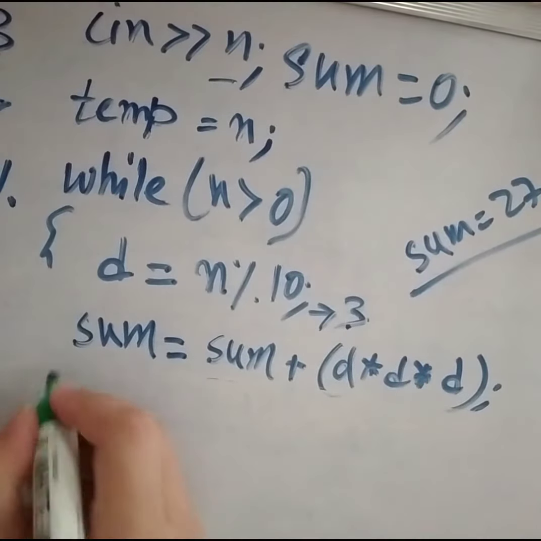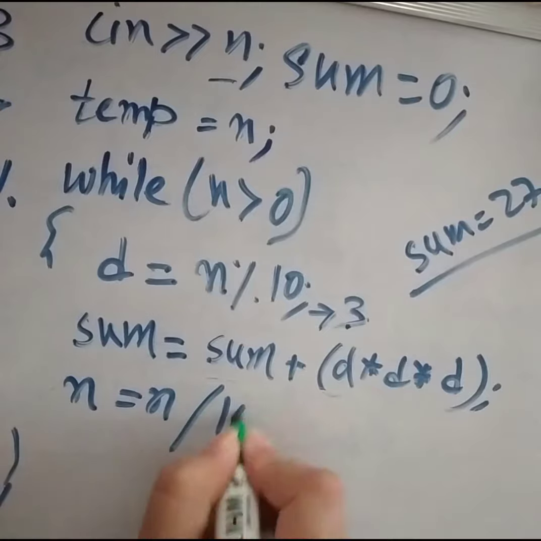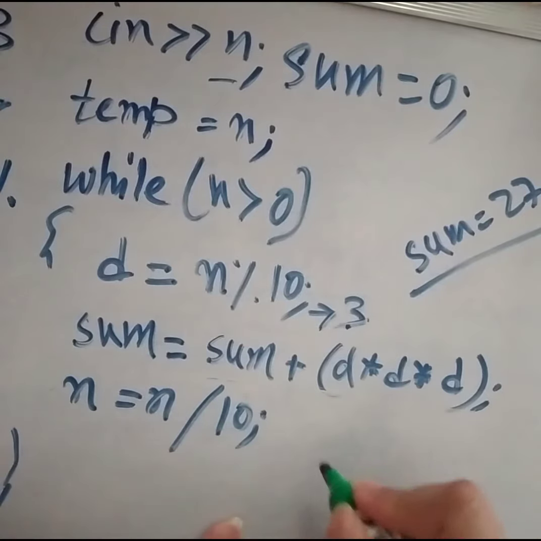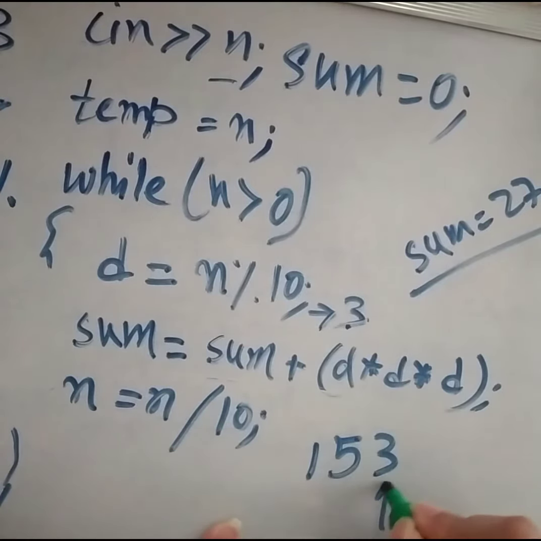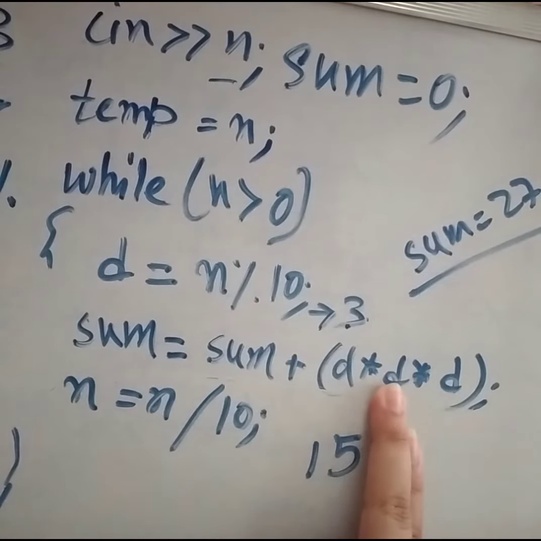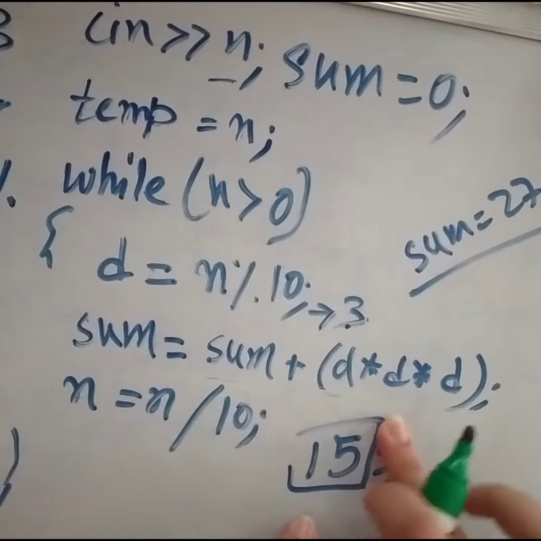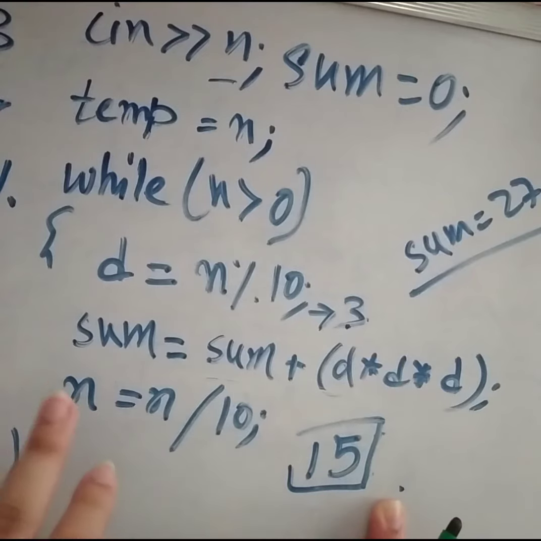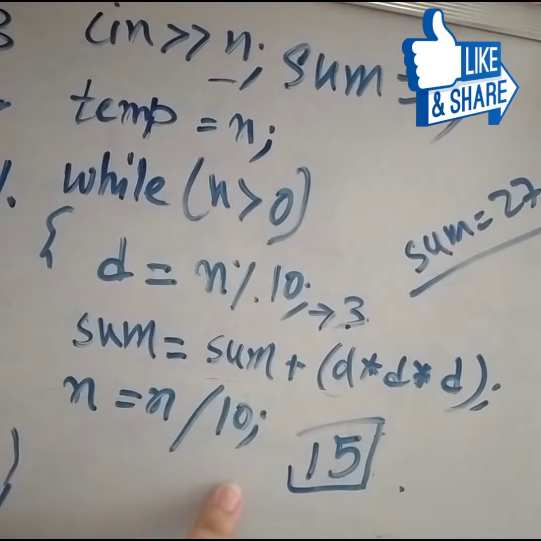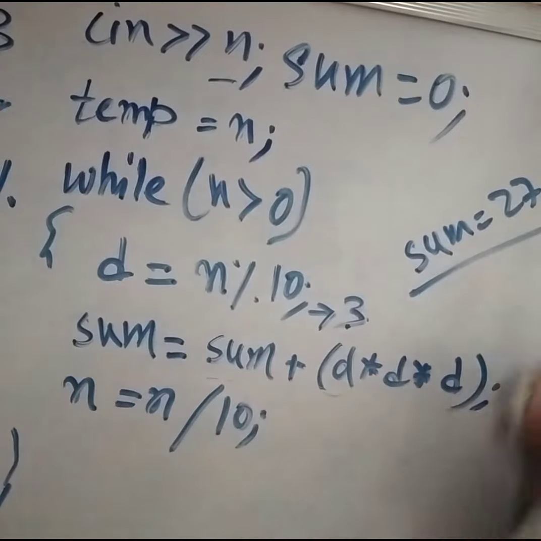Third step, we will divide the number by 10. Why? We have 153 and we got this digit 3. Now we need 5 and 1. So we will divide 153 by 10 and get 15. We don't need 3 anymore, so that's why we are dividing n by 10. Okay, so let's just do the dry run.